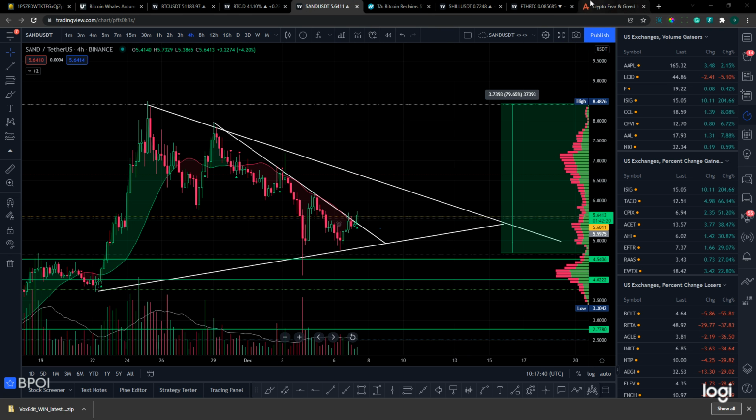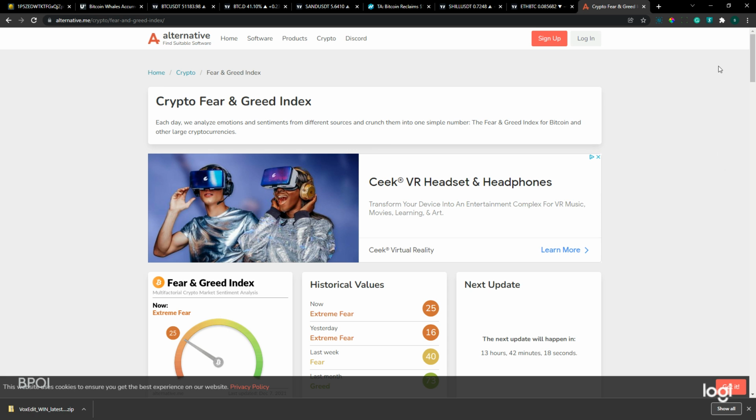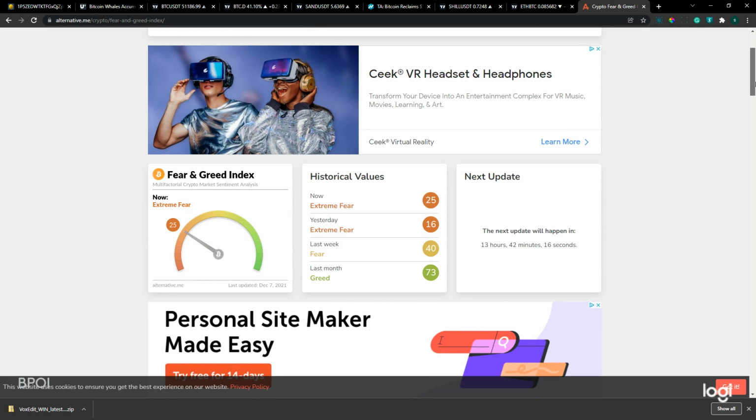Let's have a look at Fear and Greed. Fear and Greed is back up to 25. So that's moving in the right direction at the moment, but still extreme fear. So keep an eye on that.